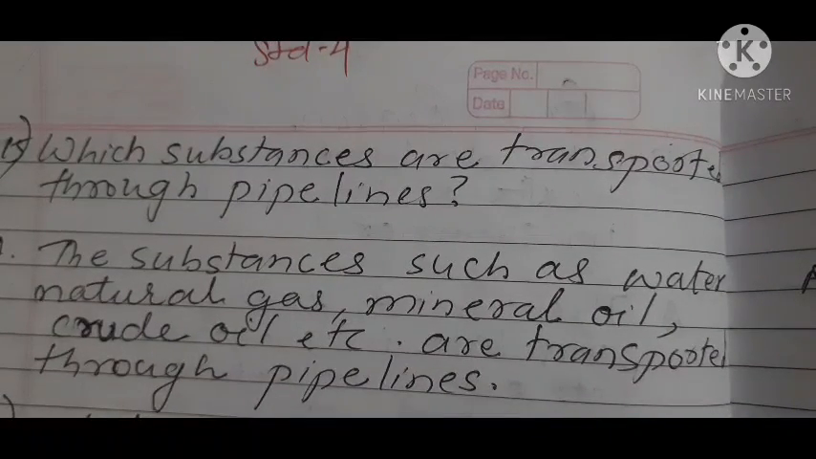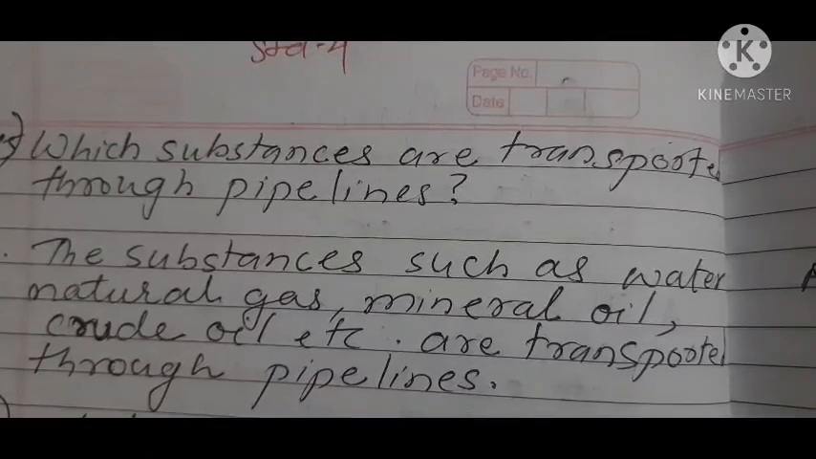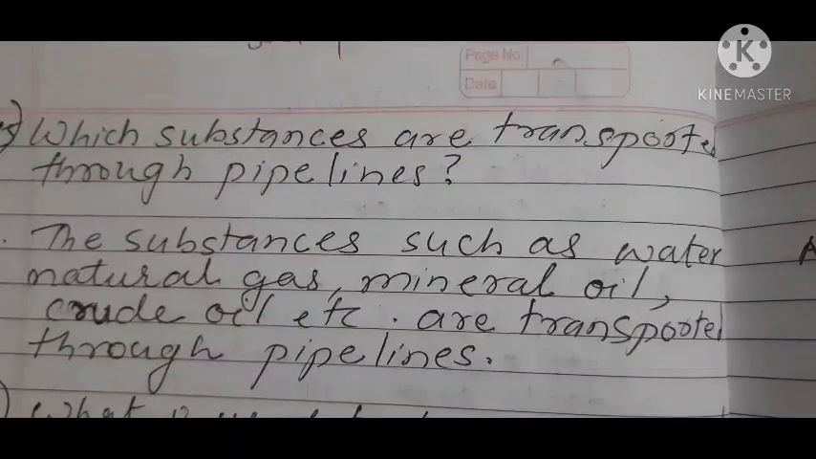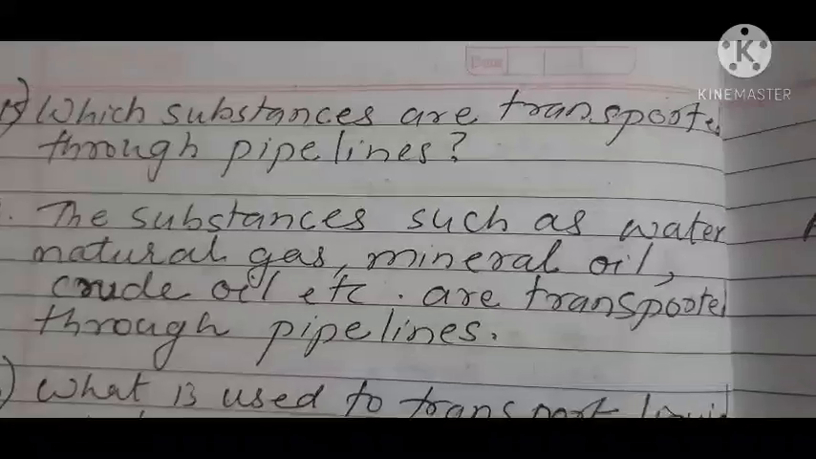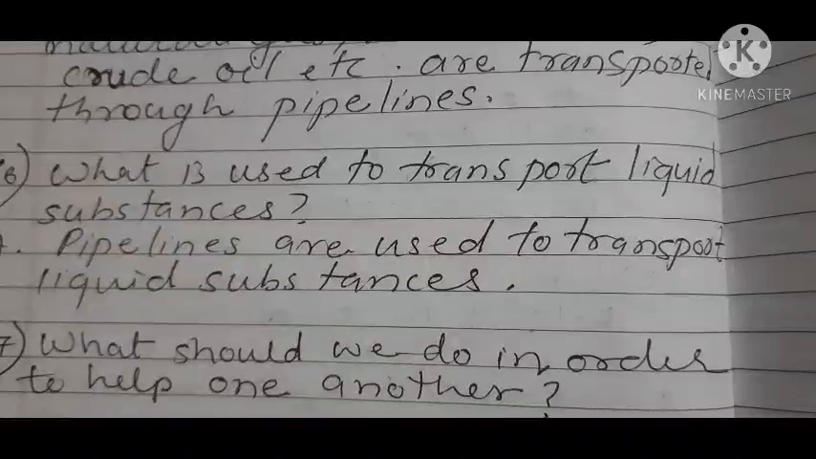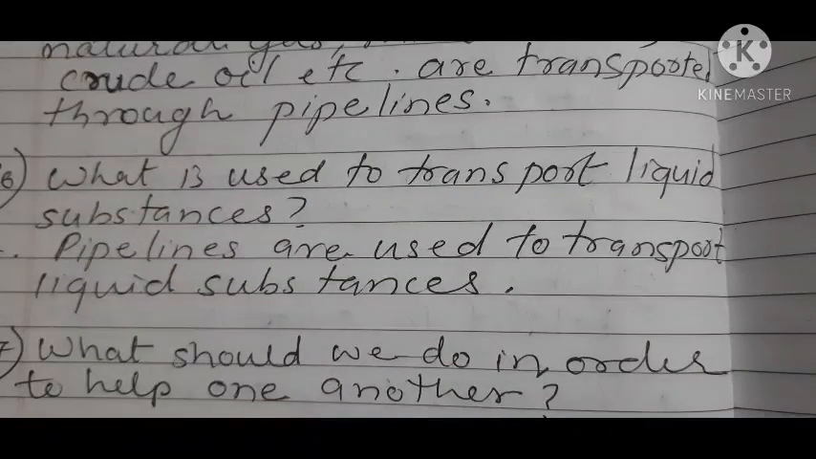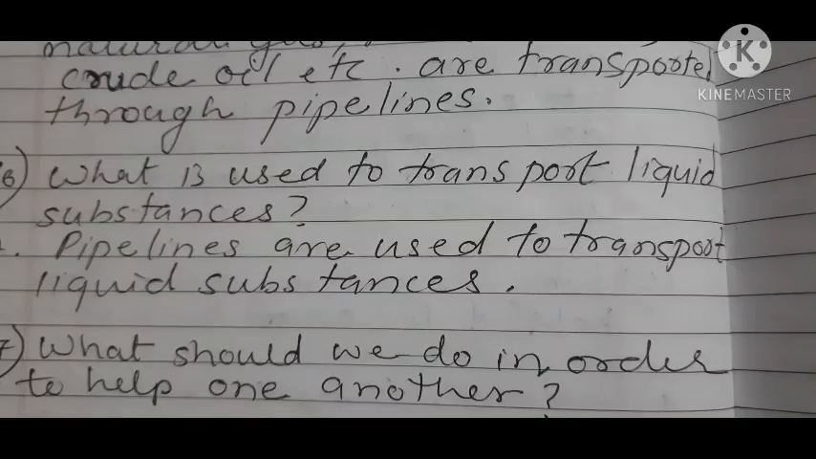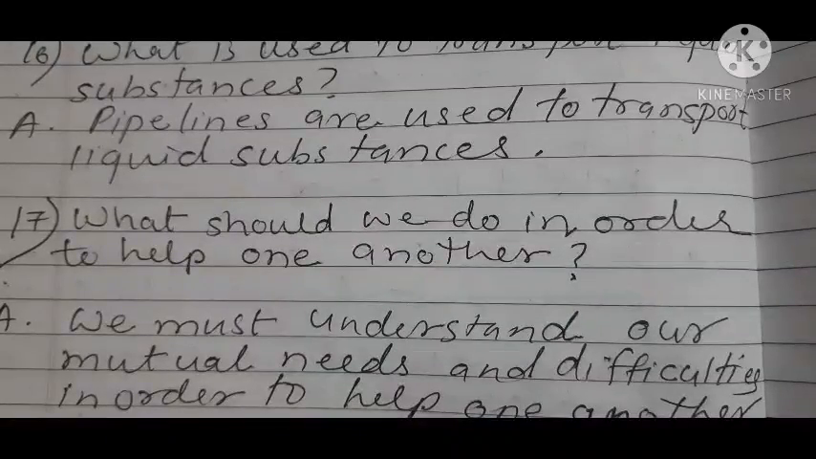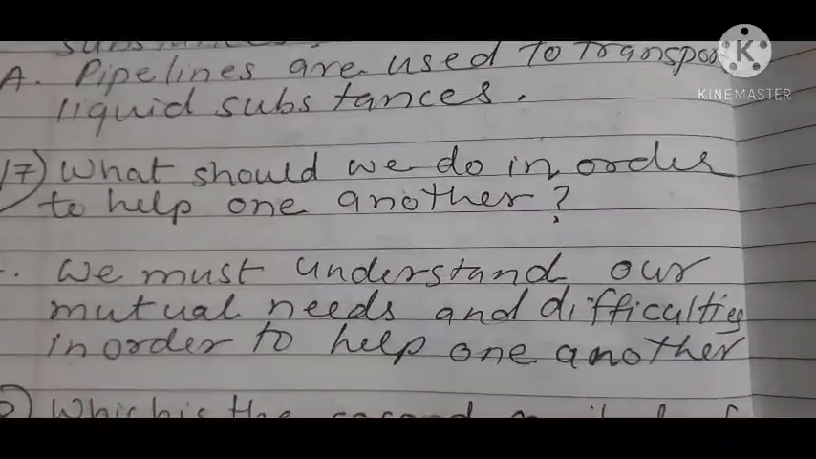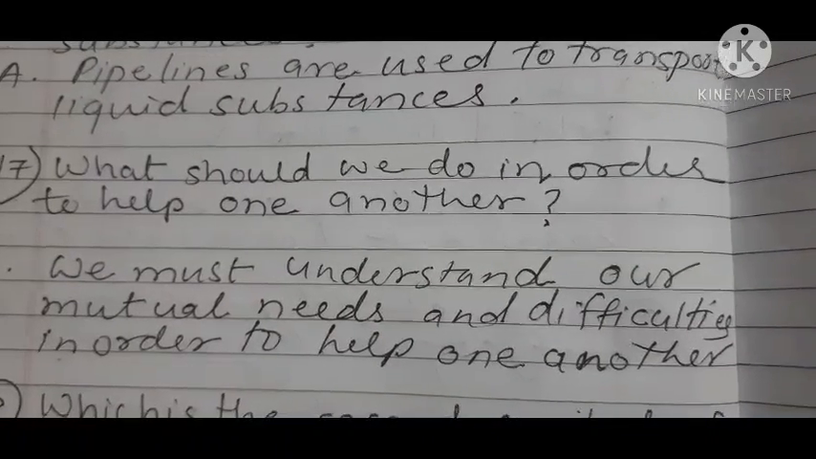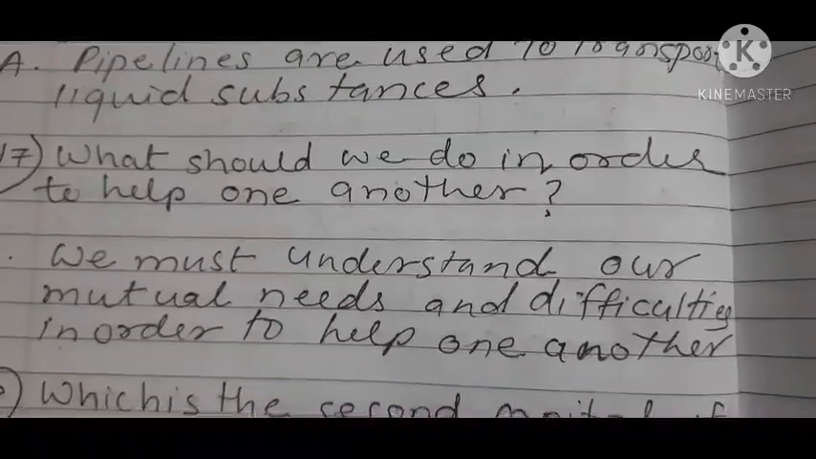Which substances are transported through pipeline? Substances such as water, natural gases, mineral oil, crude oil, etc. are transported through pipelines. What is used to transport liquid substance? Pipelines are used to transport liquid substances. What should we do in order to help one another? We must understand our mutual needs and difficulty in order to help one another.